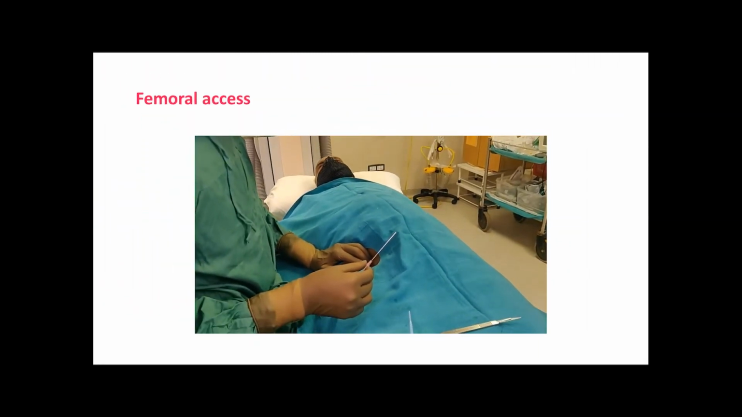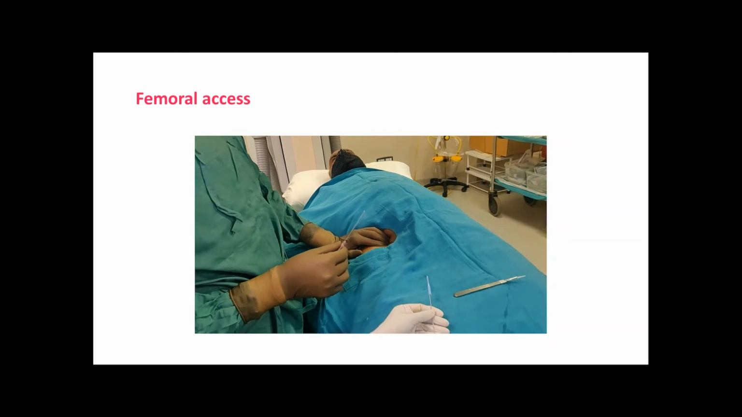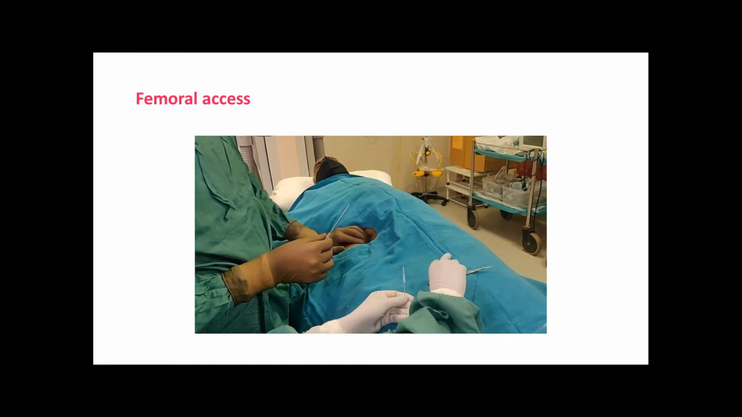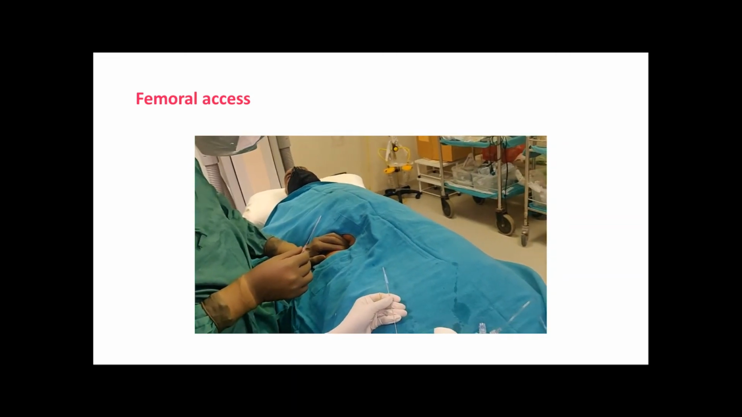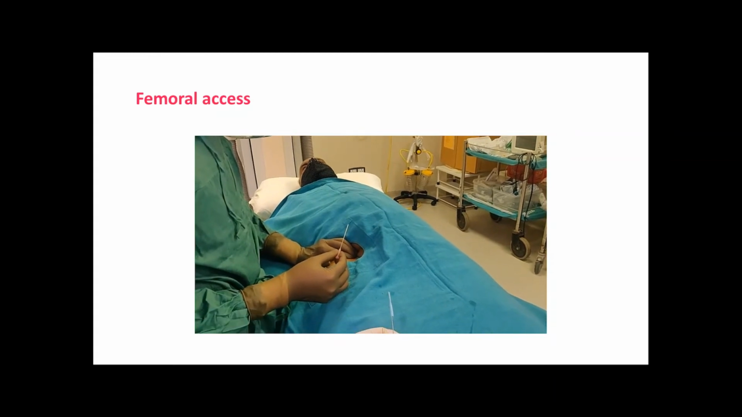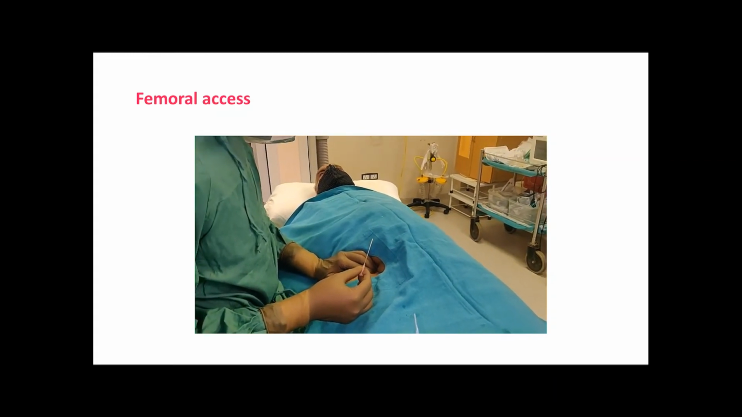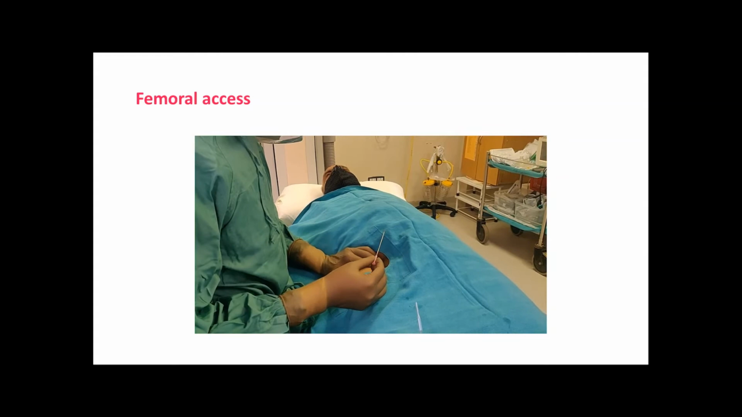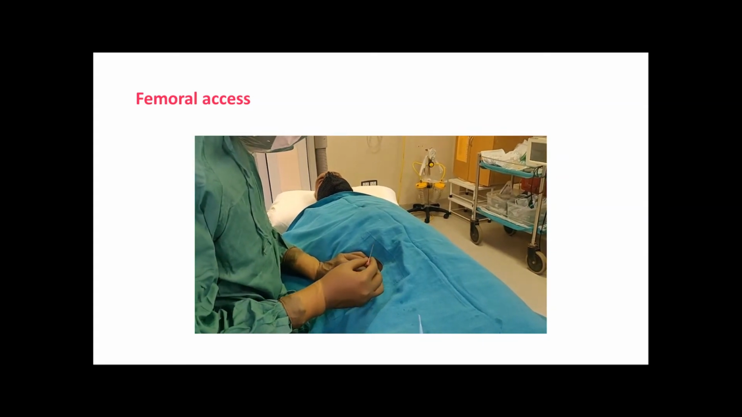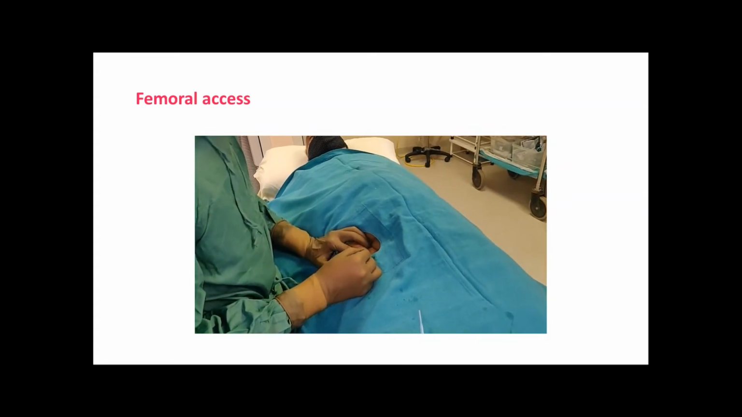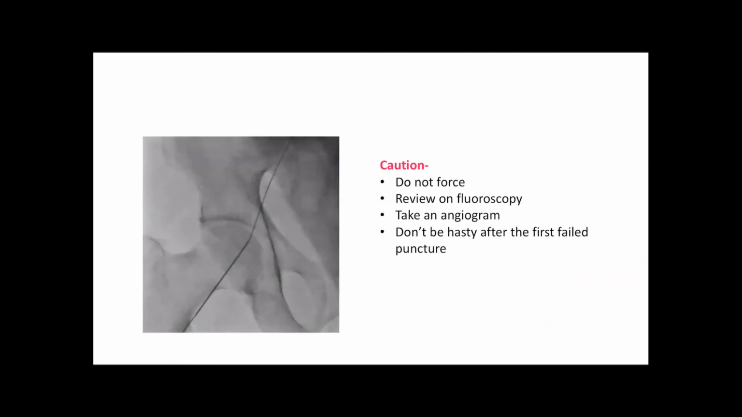And one thing one can do is that if you are doing procedures where you require a larger sheath, it's always a good idea to take an angiogram of the femoral puncture site to see whether there is any local disease, any stenosis, so that you don't have any complications later. So this completes our femoral access, how to actually take an access.